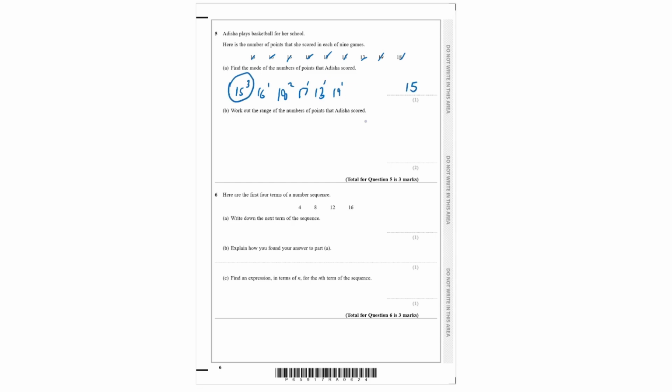Work out the range of the numbers of points Adisha scored. Range is simply largest minus smallest. So the largest value here we have is 19, and the smallest value we have is 13. So 19 minus 13 gives us 6.